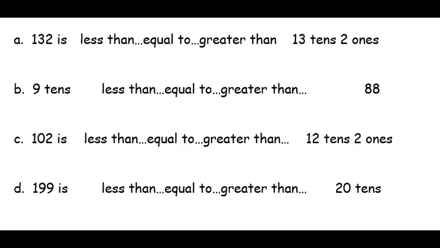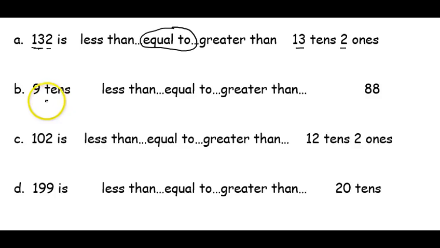In the first question, I'm comparing 132 to 13 tens and 2 ones. Well, if you think about 132, 100 is made up of 10 tens and 30 is made up of 3 tens. So right there I have 13 tens, which is the same in the number I'm comparing it to. In my first number I have 2 ones, and I also have 2 ones in my second number. So since they have the same amount of tens and ones, the two numbers are equal. 132 is equal to 13 tens and 2 ones.